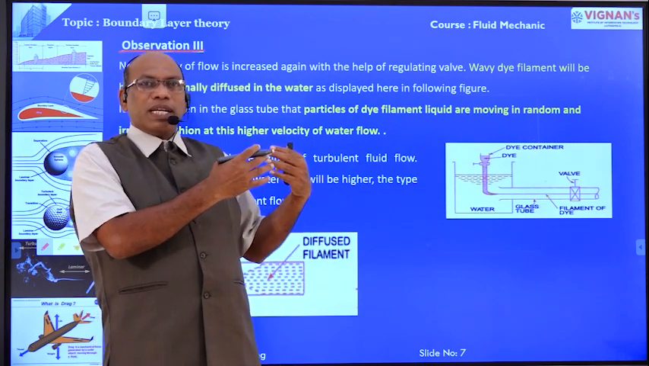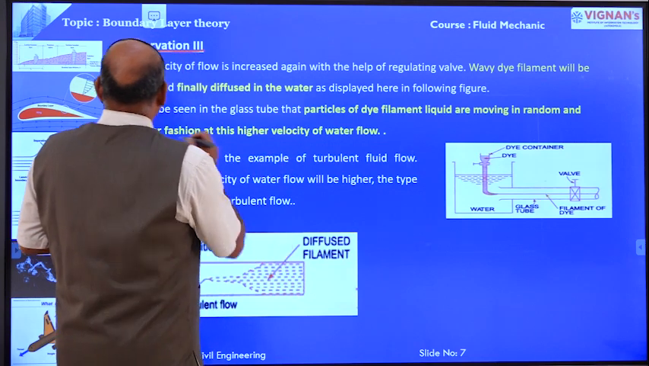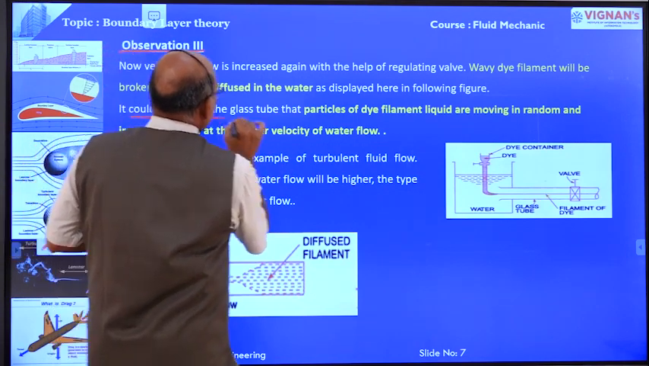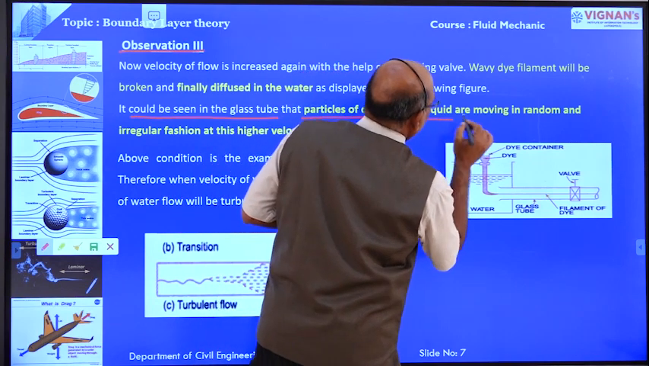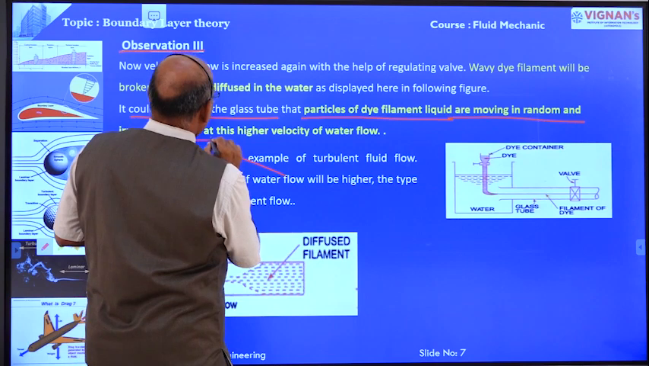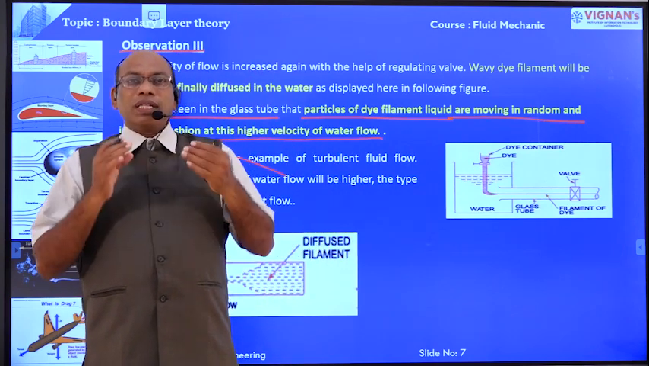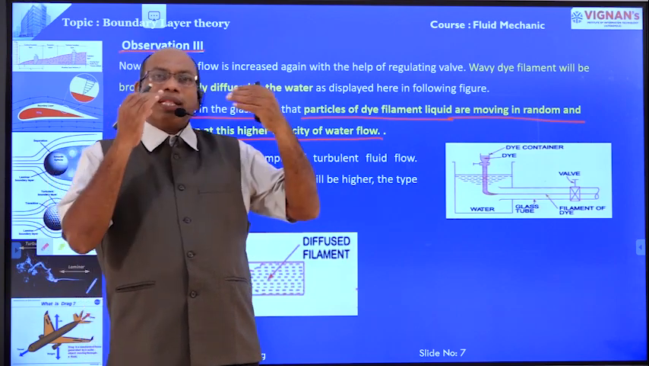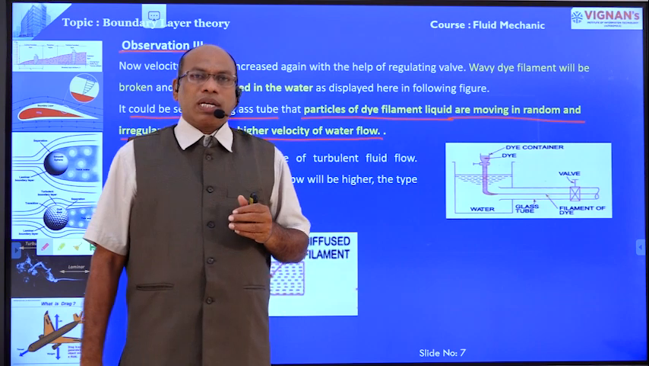The wave dye filament in the glass tube is broken and diffused, right? Therefore, it is concluded that particles of the dye filament liquid are moving in a random and irregular fashion at this high velocity. There is no perfect path. This indicates that the flow in the glass tube is turbulent, right? This is about Reynolds number.